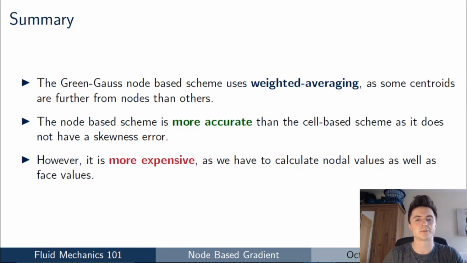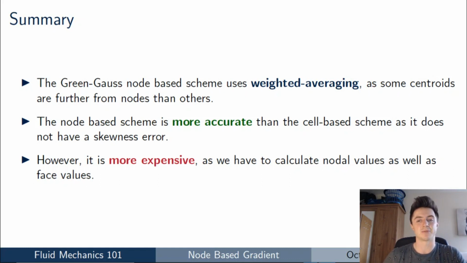So that just about wraps up the talk. Just a quick summary of what I've talked about today. When we use the Green-Gauss node-based scheme, we use a weighted averaging procedure to calculate those nodal values, and the reason for that is that some cell centroids of the surrounding cells may be closer to the node than others. There's really no restriction on which cells can be connected by the nodes.